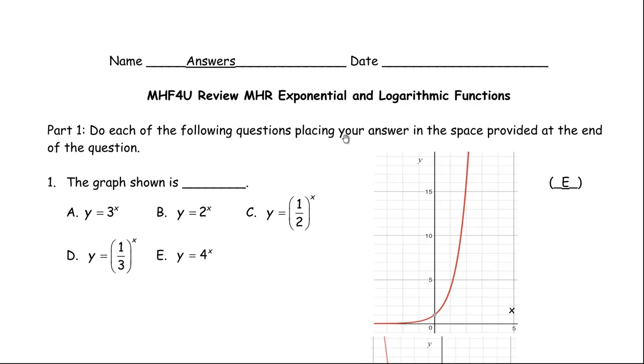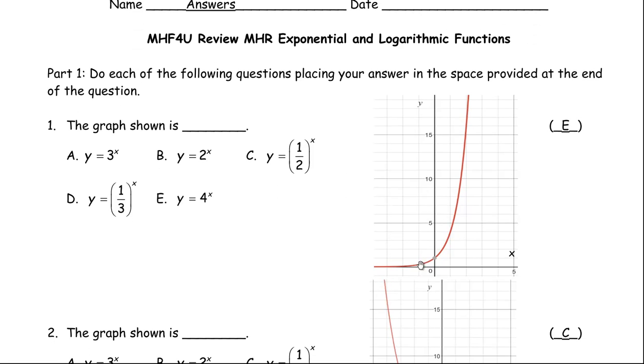In this tutorial, we'll take a look at the solutions or answers for a test review on exponential and logarithmic functions. So on the first page, there's some multiple choice. And number one, the graph shown is... So we can tell that this is an exponential type curve because of its shape. So really the question is, what's the base? Is it 3, 2, a half, a third, 4?